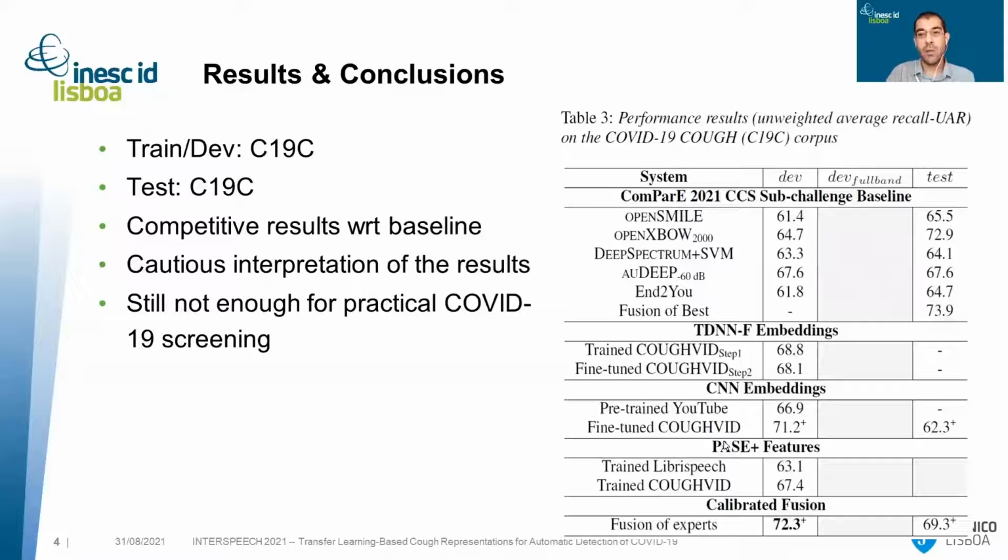Our best result on the development subset was obtained by the CNN-based system, but it did not generalize well to the test subset. Overall, our best results were obtained by the calibrated fusion of the 3 best individual experts, with an unweighted average recall of 72.3 and 69.3 on the development and test subsets, respectively.